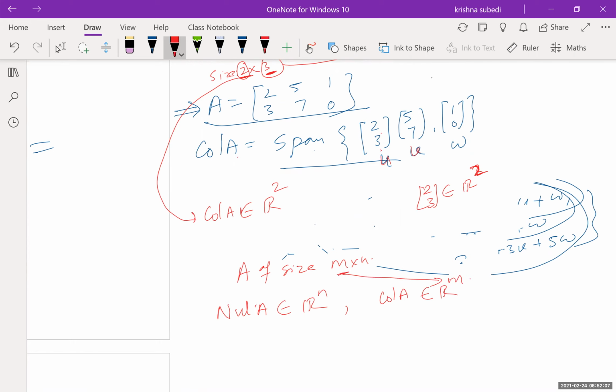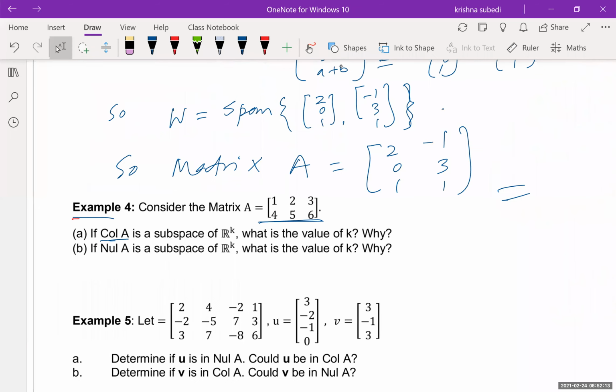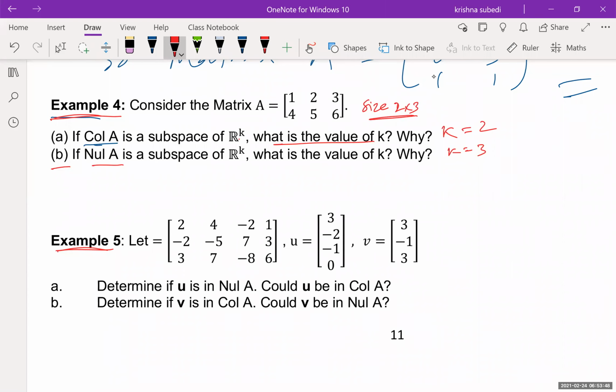With this, you will be able to solve this example. Consider the matrix A, which is of size 2 by 3, clearly. I think you can tell me right away now. Anyway, think for a while and then let me know the answer, okay? All right, so example 4: you already answered that the column space of A is a subspace of Rk with k equals 2 in part A. In part B, if Null A is a subspace of Rk, then what is the value of k? Then k equals 3. You already answered that. Great.